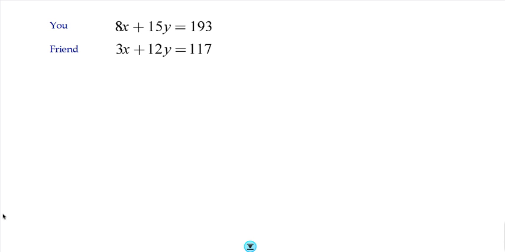Okay, so continuing on the problem, I rewrote the equations on this slide: your equation and your friend's equation. Now we're going to solve the system to figure out the cost of our hosta and cost of daylily. And I'll rewrite it here as well. Since this lesson is on the elimination method, we will use elimination.